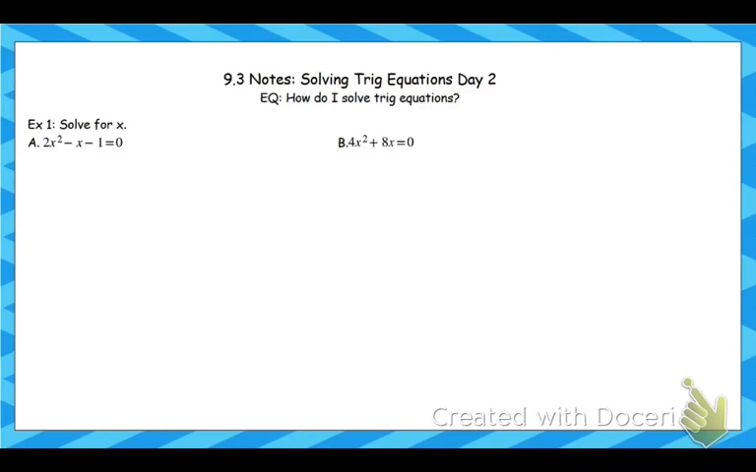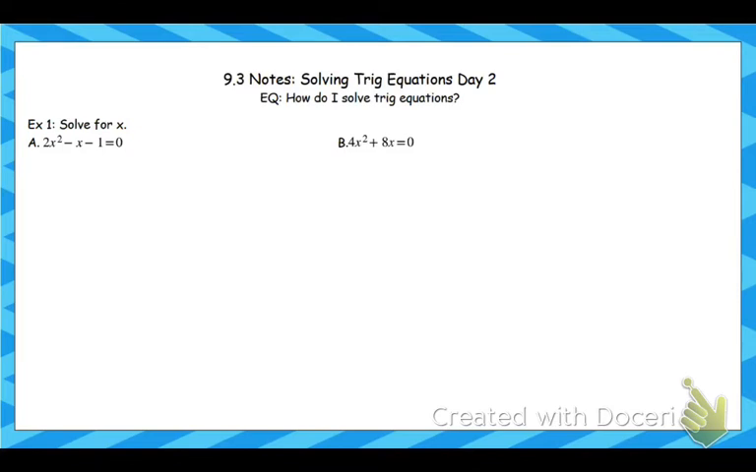Guys, so today we're going to do some more solving trig equations. It's going to be very similar to what we did last class, except we're going to look at a couple different strategies for solving. The first one we're going to look at is factoring, and then we're also going to look at maybe using some of those trig properties that we used in the last unit. So the first thing we're going to do is factoring.